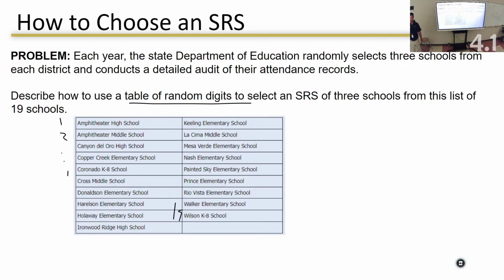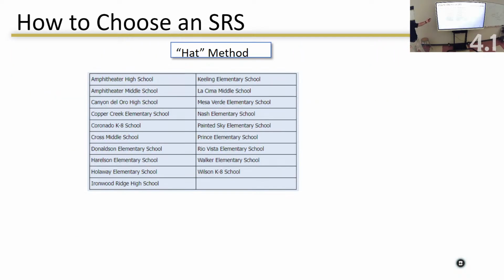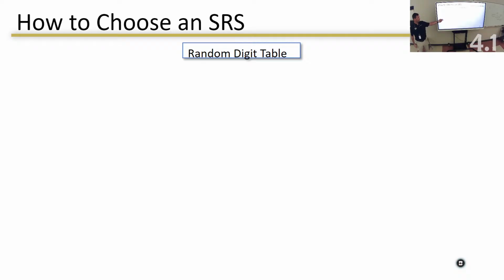This takes a little while to explain. And then I'm going to go to the next 2 digits until I get 3 schools for this. No repeats. That would be the hat method we talked about: cut them up into equal pieces of paper, put them into a hat, mix them up, randomly select 3 without replacing them. Random digit table.